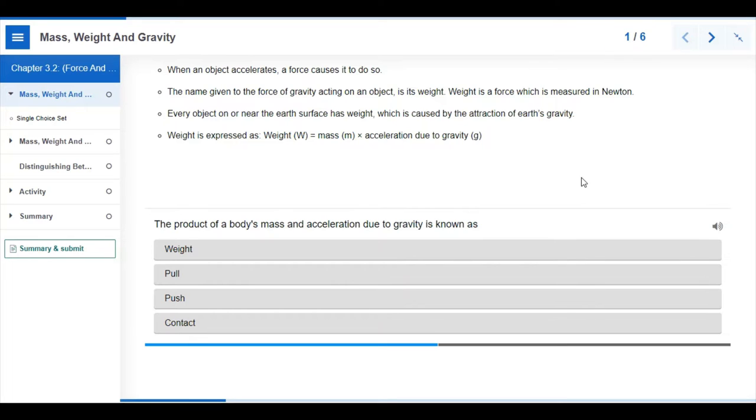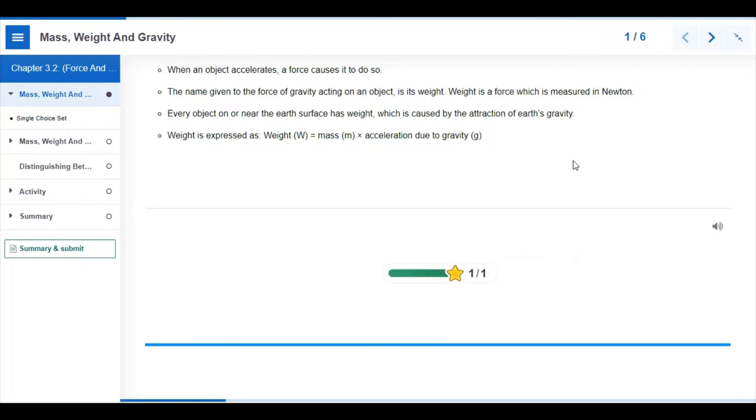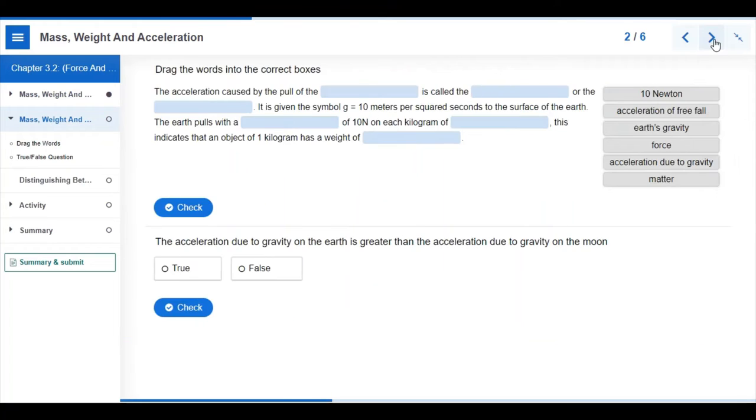Now, to some activity for the day. The product of a body's mass and acceleration due to gravity is known as, you already know the answer, weight. Correct. So, in moving on, let's do this exercise.